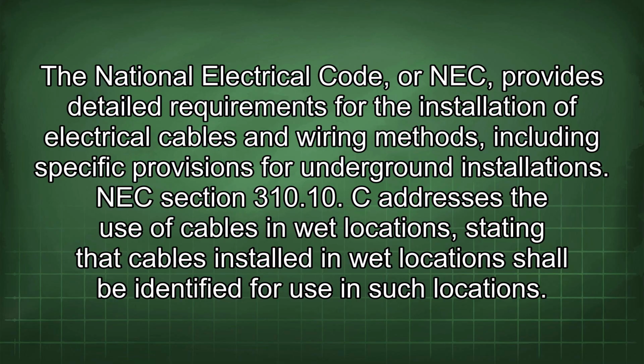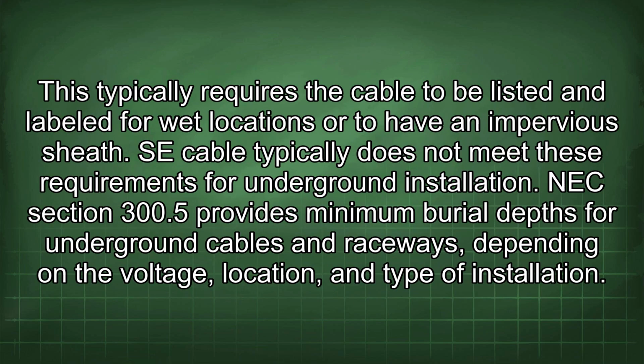The National Electrical Code, or NEC, provides detailed requirements for the installation of electrical cables and wiring methods, including specific provisions for underground installations. NEC Section 310.10(C) addresses the use of cables in wet locations, stating that cables installed in wet locations shall be identified for use in such locations. This typically requires the cable to be listed and labeled for wet locations or to have an impervious sheath. SE cable typically does not meet these requirements for underground installation.